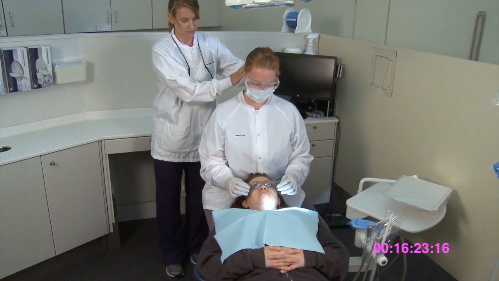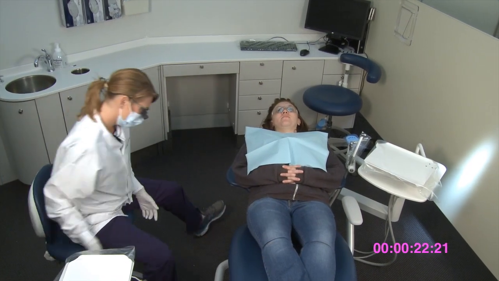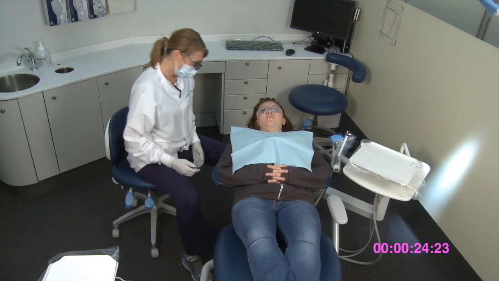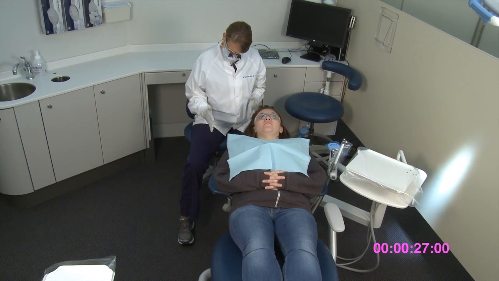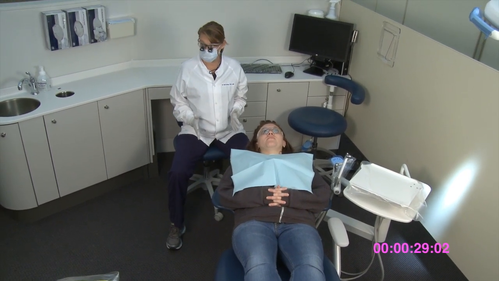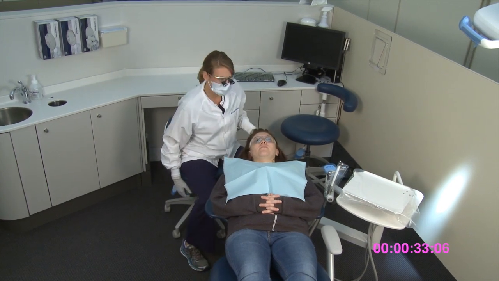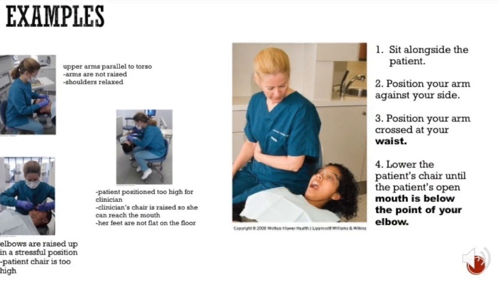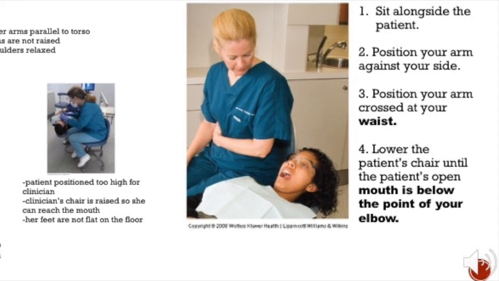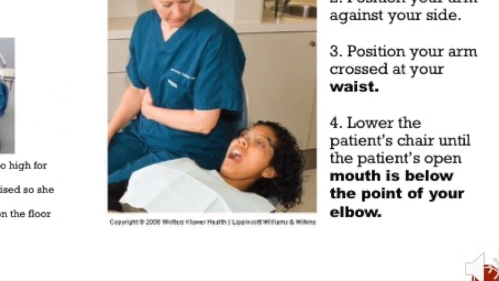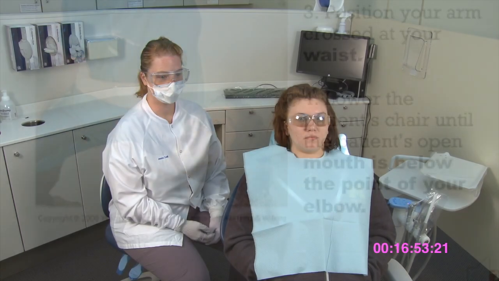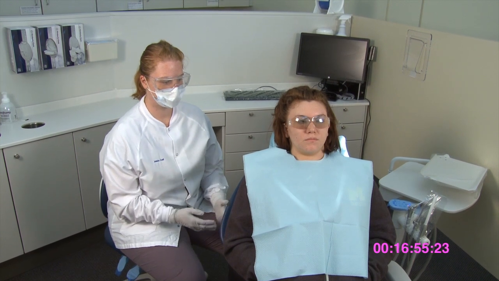Now let's watch the faculty adjust her body and the patient's positioning for proper ergonomics. Another way to double check to see if the patient is at the right height is to sit beside the patient and have the patient's mouth below the point of your elbow. Let's watch the student one more time without her instructor.